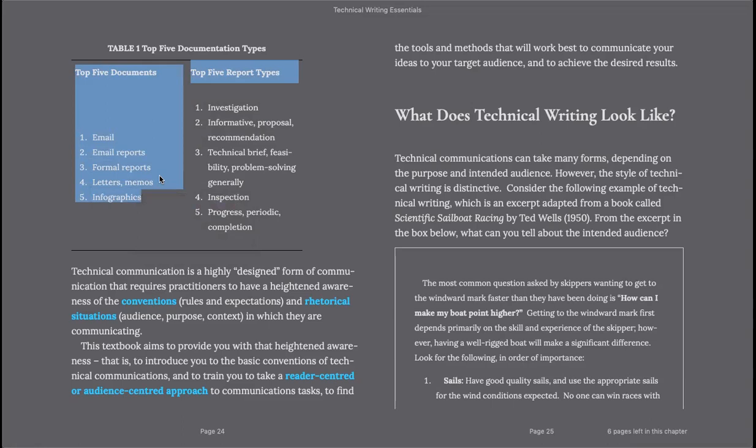The first type would be email communication, email reporting, formal reporting, letter, memo, or infographic type of thing. But within those types of correspondence, you need to have that technical style as well. So the most common question is when students are writing an email, for example, you have a question, you're confused about something, you want to ask your professor about that specific issue. That is considered technical writing.